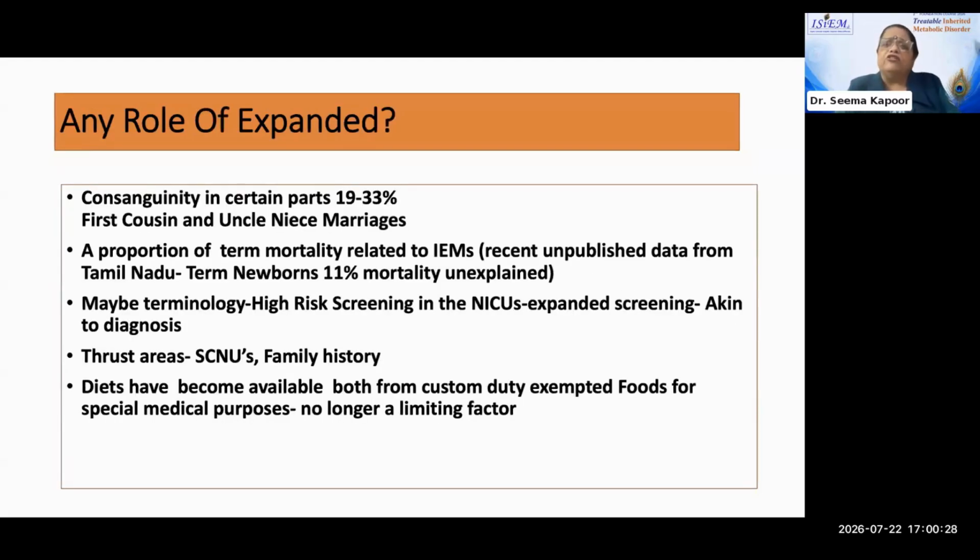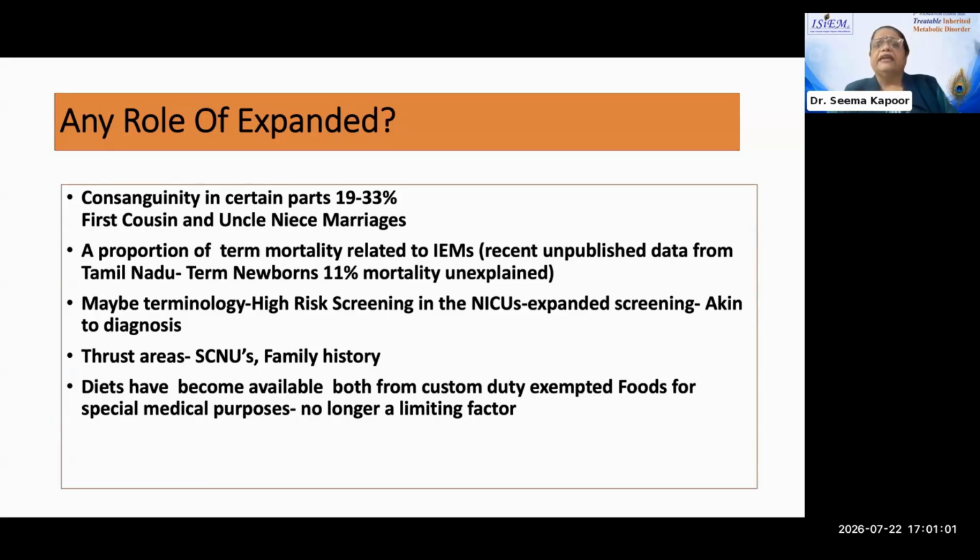So if it is not in your state, when should you do it? If there is first cousin or uncle niece marriage, if there has been a demise because of any other cause not known. In one study, it was postulated from Tamil Nadu that about 11% of newborns in which mortality could not be explained, a significant number of them could have been because of one of those disorders which fall into amino acid, fatty acid, and organic acid.